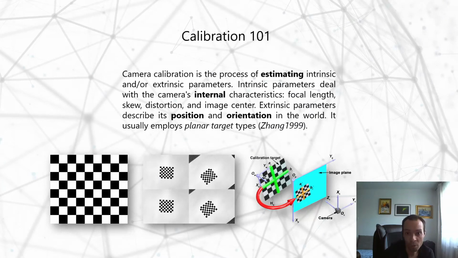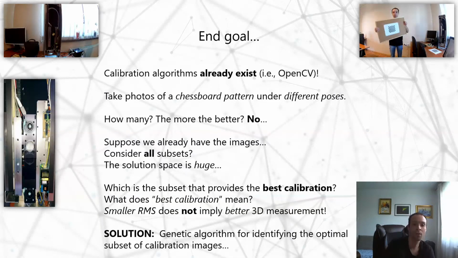Camera calibration boils down to estimating the camera intrinsic and extrinsic parameters, out of which we mention focal length, distortion, image center, and real-world position and orientation. So there are a wide variety of existing calibration algorithms. We use the one provided by the OpenCV framework. Basically, you take photos of a chessboard pattern under different poses. There is no upper limit to the number of acquisitions, but more acquisitions does not necessarily imply a better calibration.